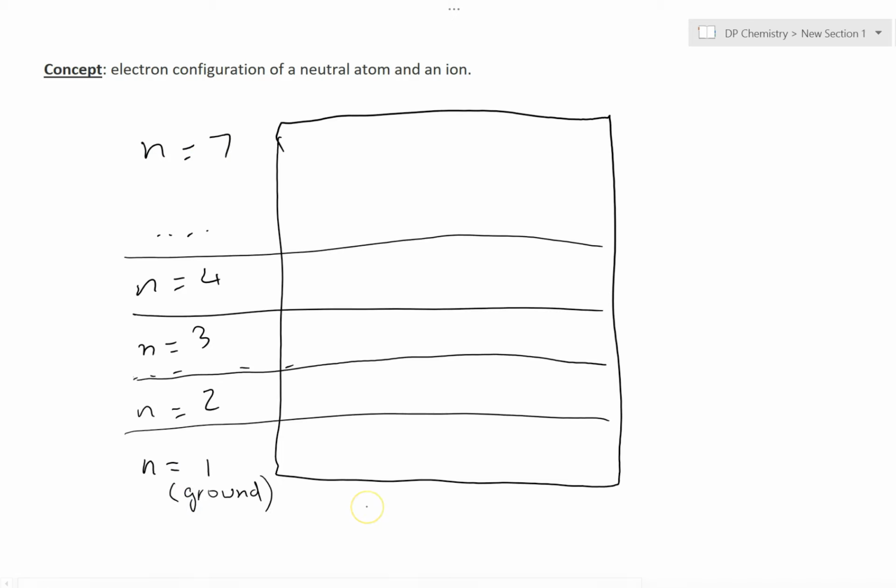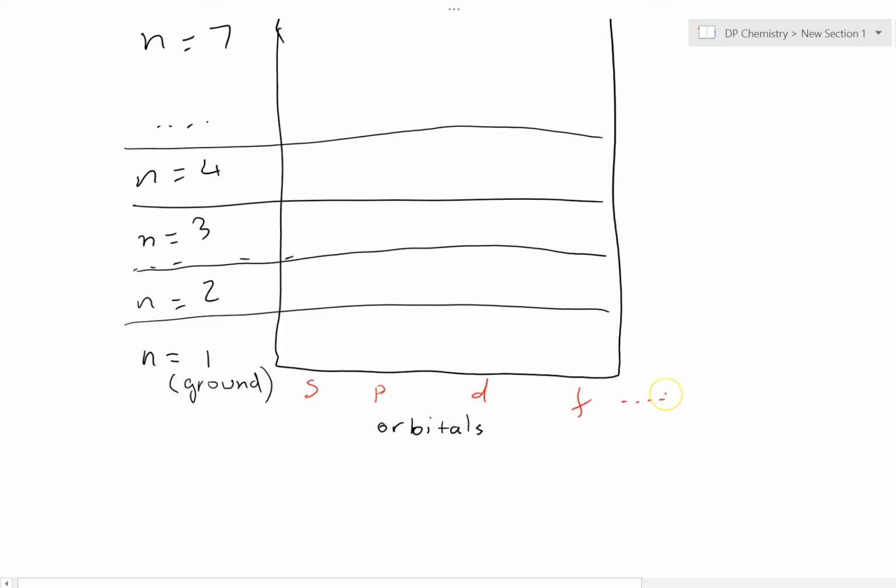Then on each of these levels, there are rooms called orbitals. These orbitals are called s, p, d, f, etc. The funny thing is, the number of rooms or orbitals equals the level number. So level 1 only has one room, which is called 1s. Level 2 has 2 rooms, level 3 has 3.